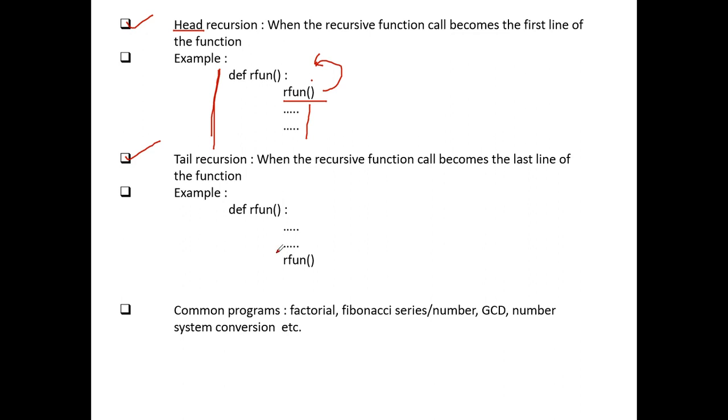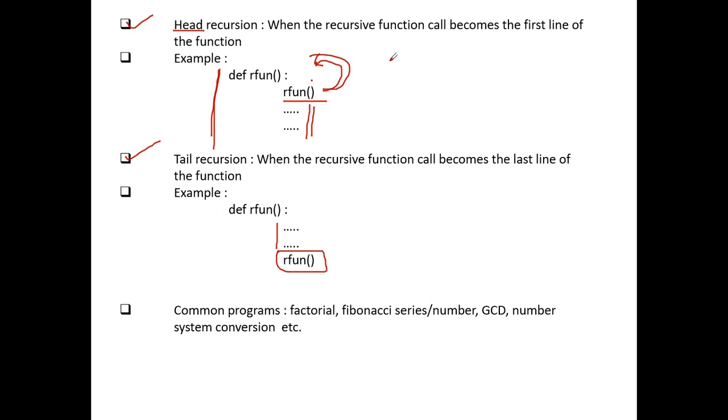And what is tail recursion? The recursive function call comes as the last statement of the function, meaning all other parts of the function have been executed before the recursion takes place. Now, what is the difference? How do these two differ from each other? See here, when you have a head recursion, what will happen? Whenever the function comes inside this body, it moves to the next function call, keeping the whole body undone for that particular function call.